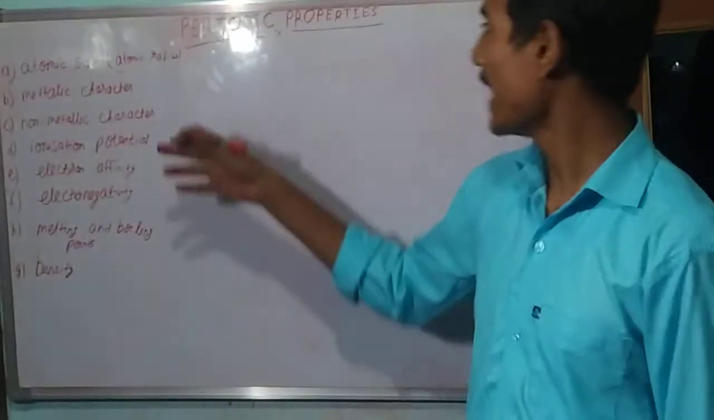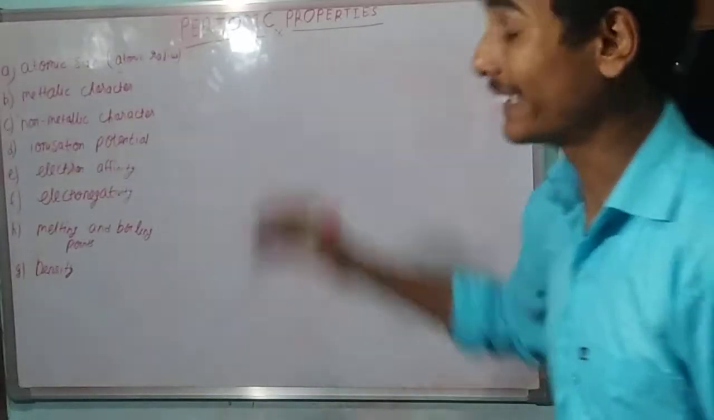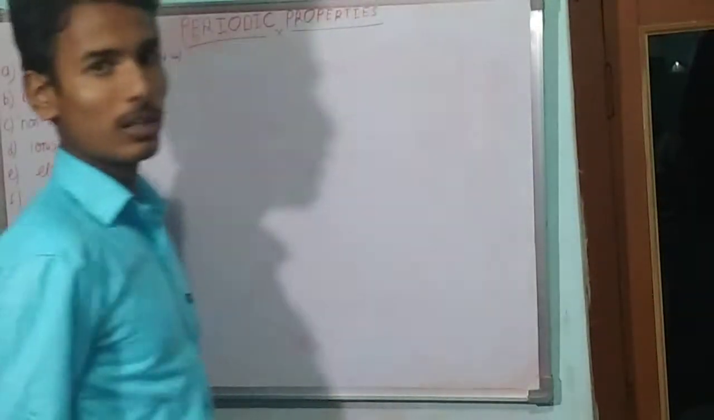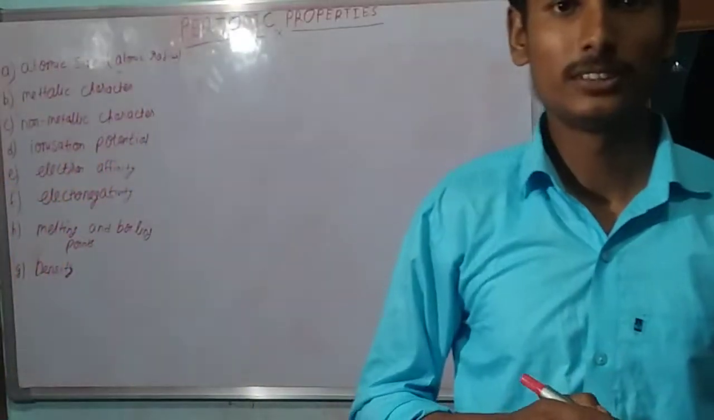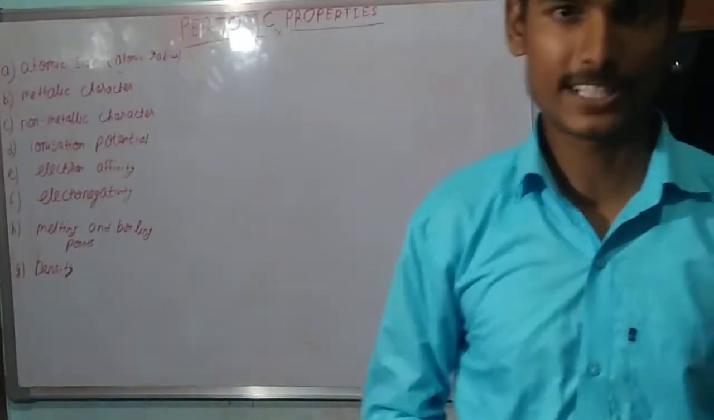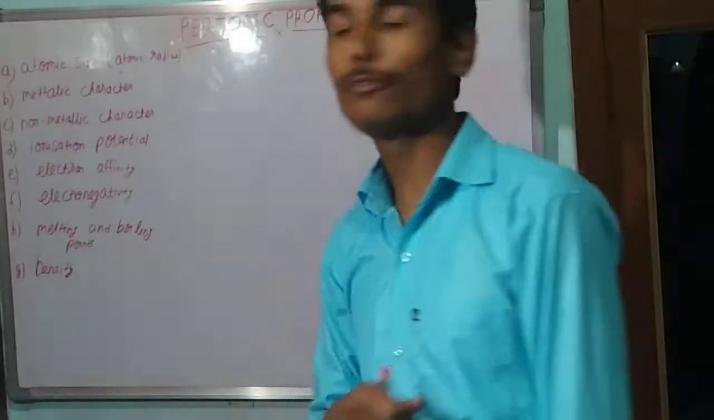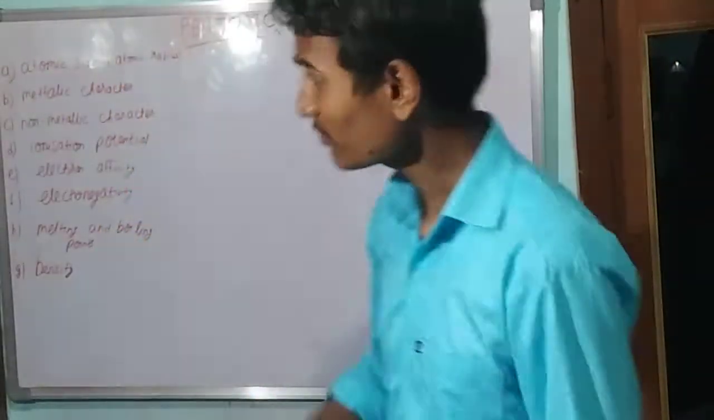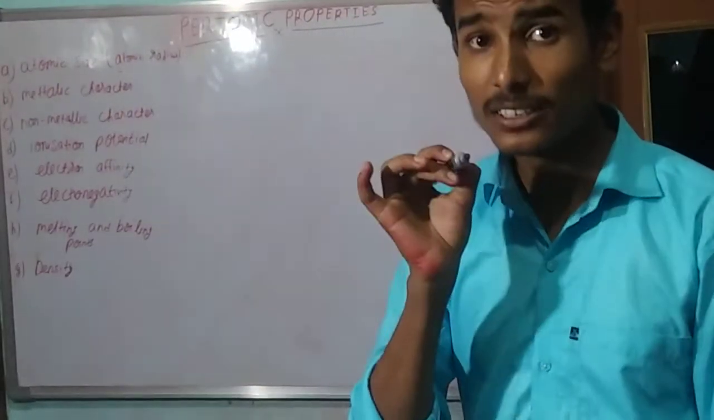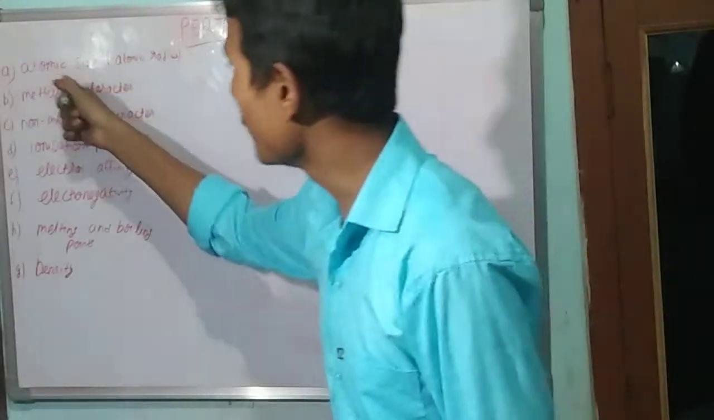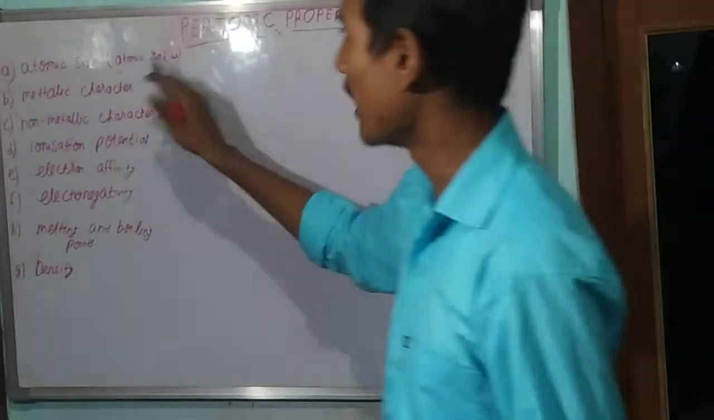Okay, how does it vary across a period or down the group? First of all, what is metallic character? The tendency to lose electrons to complete its octet or duplet. One thing I forgot to tell you about atomic size: cesium has the larger atomic size and fluorine has the smaller atomic size. I had forgotten that.